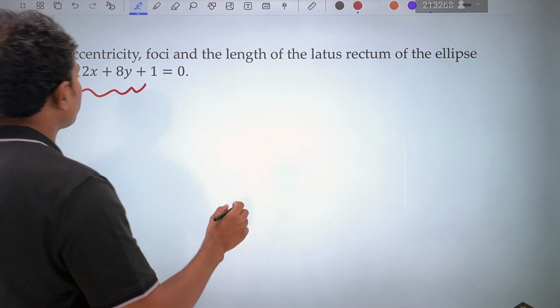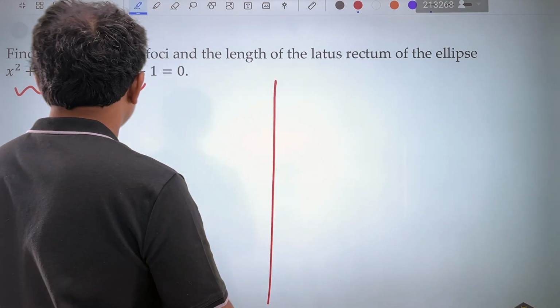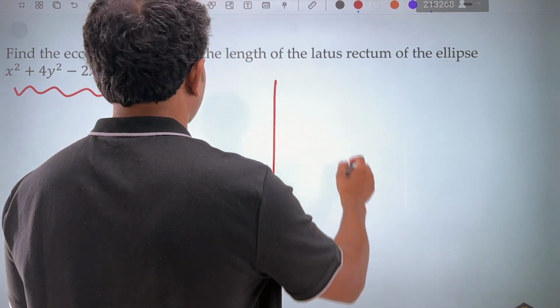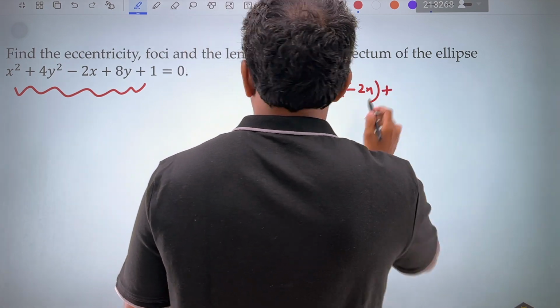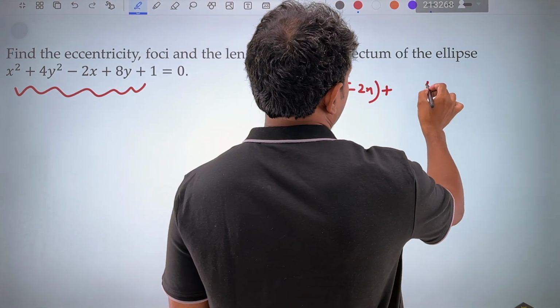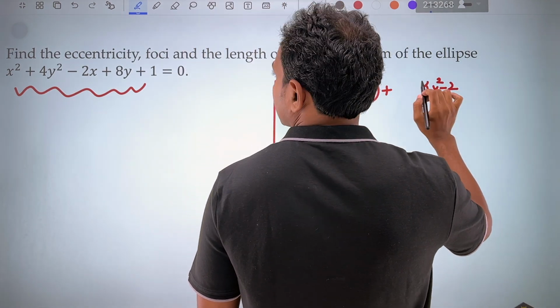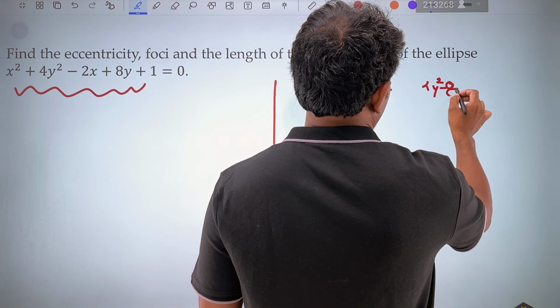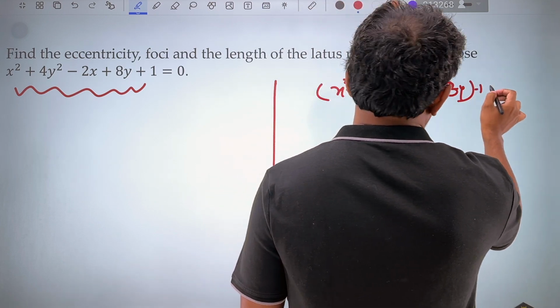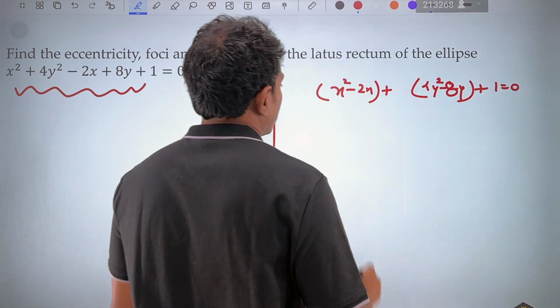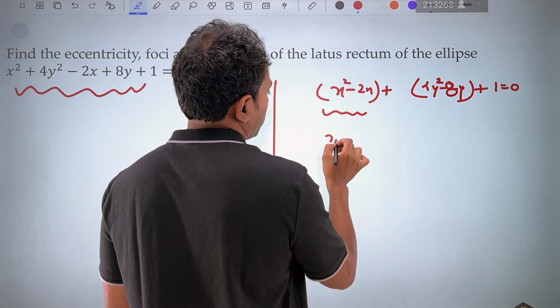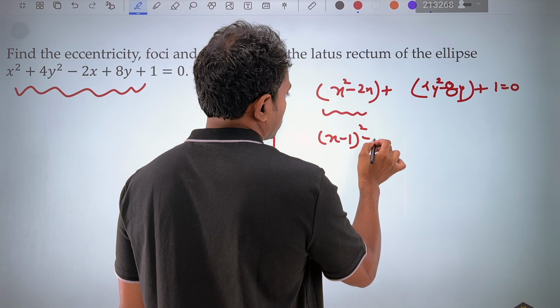So I will have to make it a perfect square. In order to make it a perfect square, let us write x square minus 2x in one bracket, and let us write 4y square plus 8y in the other bracket, and leave the constant term alone, that is nothing but 1 here. Now if you want to make this a perfect square, this will become x minus 1 whole square minus 1.